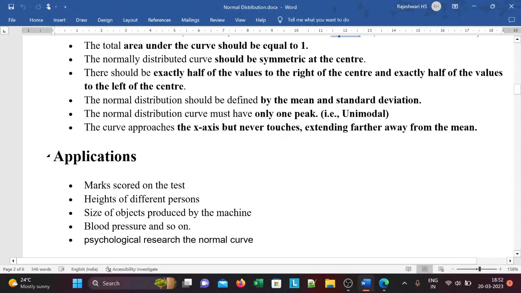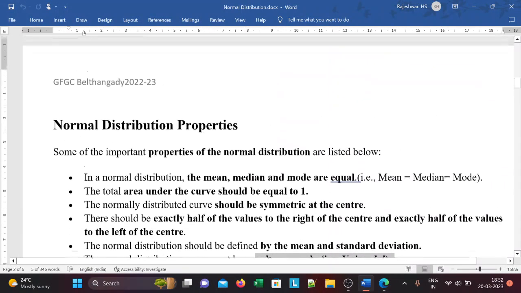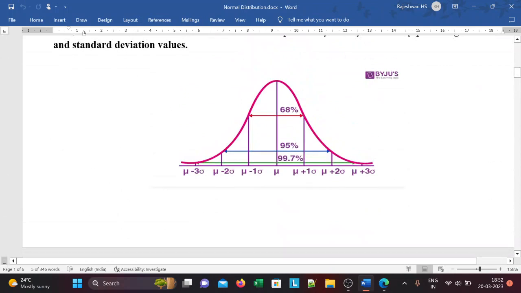The normal distribution curve must have only one peak, that is, unimodal. So mean, median and mode will be the same, and it will have only one peak. We cannot have another peak like this. So it will be only one mode.